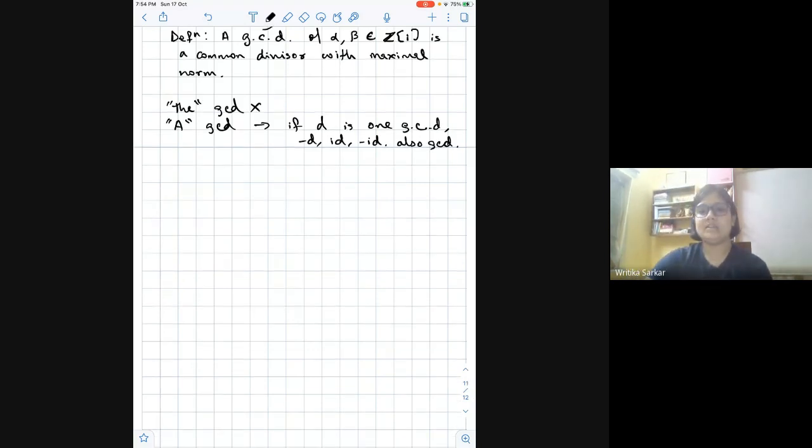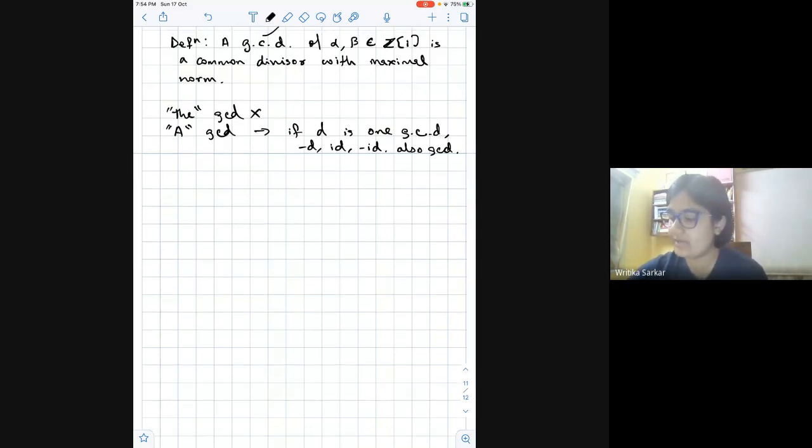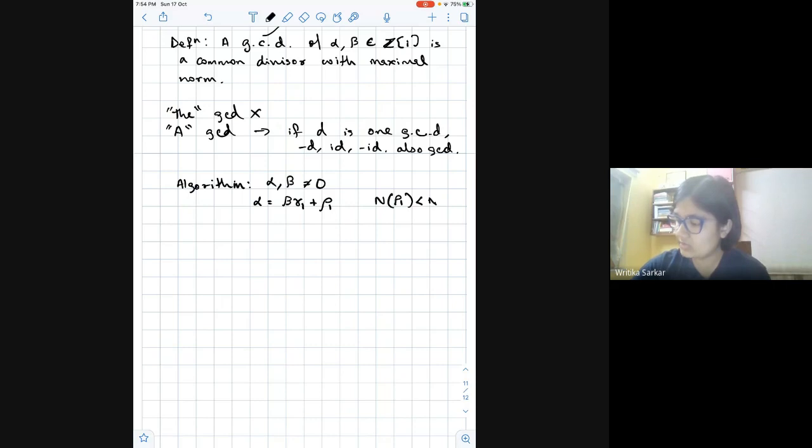And Euclid's algorithm is as follows. You have alpha, beta, neither of them equal to 0. You first write alpha equals beta times gamma 1 plus some remainder rho 1, where the norm of rho 1 is strictly less than the norm of beta.